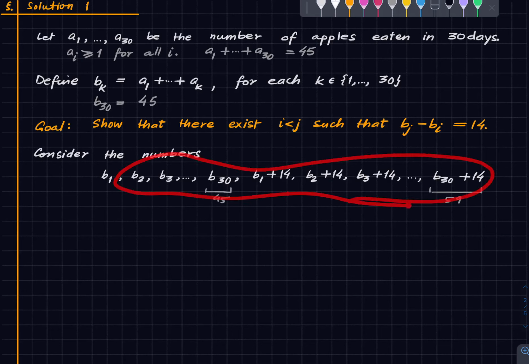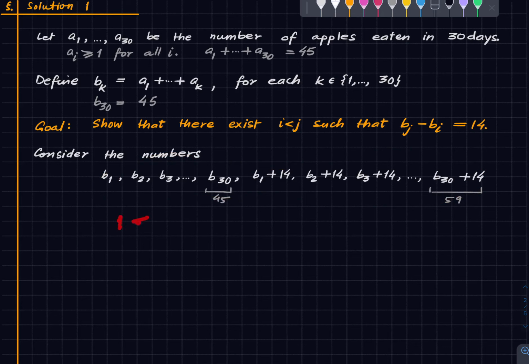These are 60 numbers and each number is between 1 and 59, both inclusive. So these numbers lie in the range 1 to 59, right? But there are 60 numbers, so some 2 must be equal. So some 2 of these numbers must be equal. This is the pigeonhole principle or common sense. But no 2 of these numbers are equal.